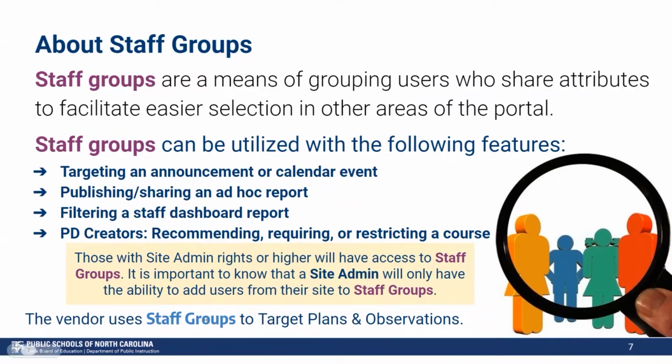The vendor uses staff groups to target plans and observations. So every year we have that end of year process. And when we start that new year, we target the plans to certain staff group types so that your comprehensive people will be on a comprehensive plan. Your principals will get principal plans. So that is how the vendor uses staff groups.